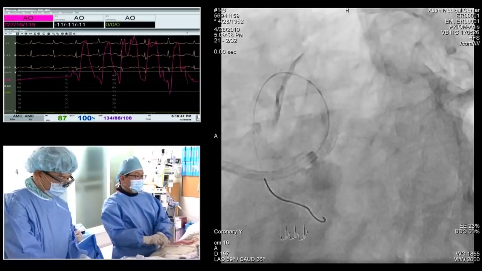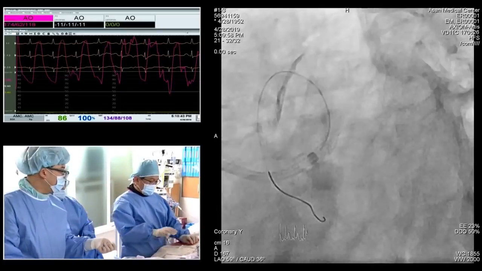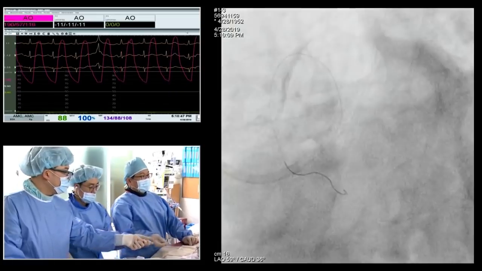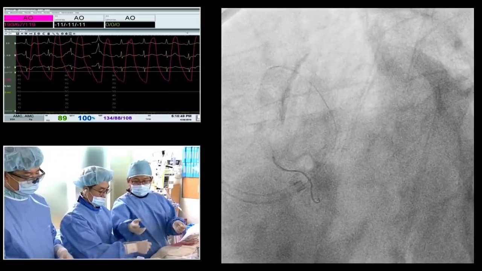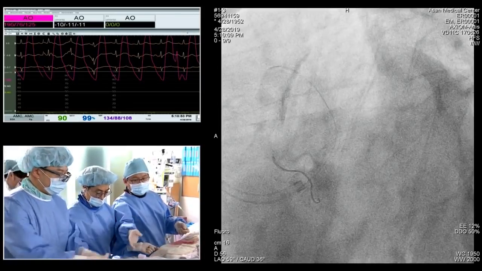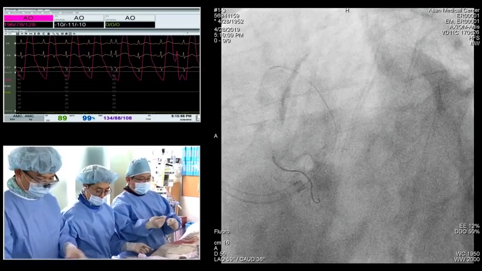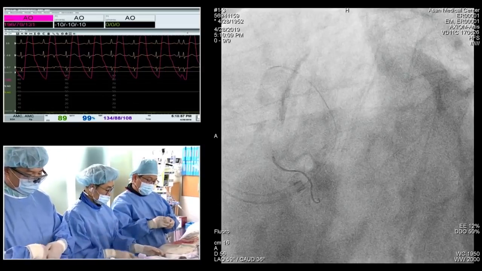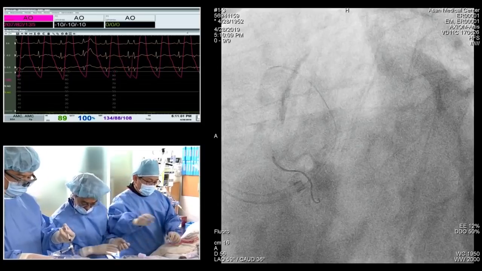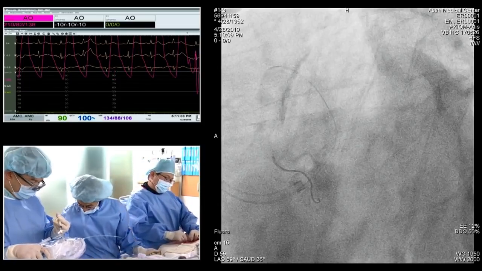Corona shift, yes, to the circumflex ostium. So I check the IVUS. If there is a suboptimal LAD stent, then after correction, I will rewire to the circumflex. This makes it easy to rewire to the circumflex.